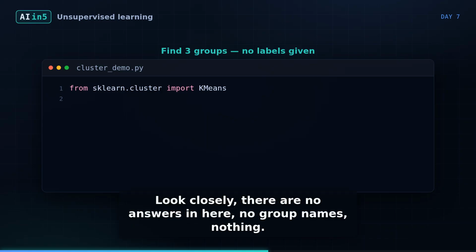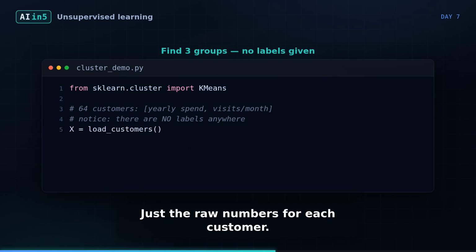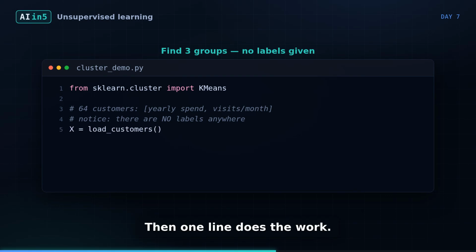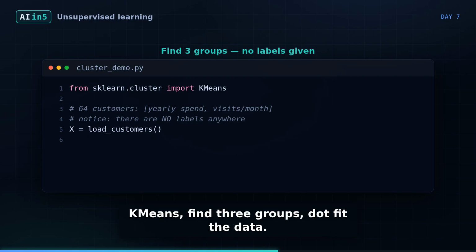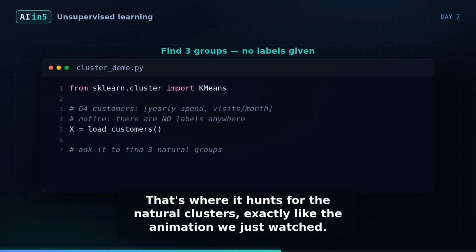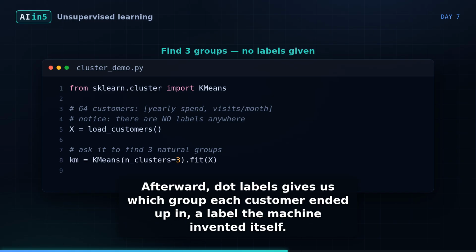We load our customer data, X. Look closely, there are no answers in here, no group names, nothing. Just the raw numbers for each customer. Then one line does the work. K-means, find 3 groups that fit the data. That's where it hunts for the natural clusters, exactly like the animation we just watched.